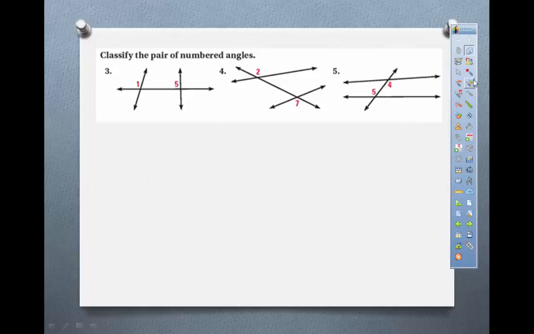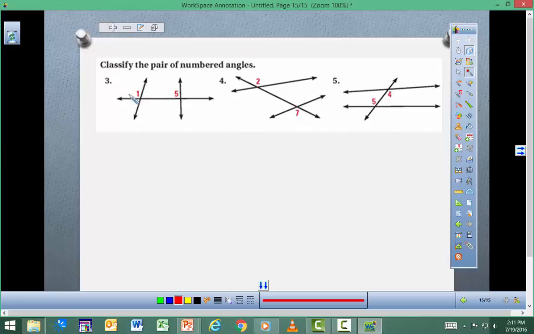Okay, well for this one, I notice that angle 1 is on the left side and it's on top. This is on the left side and on the top. Notice there's the two intersection points. They're on the same side, left top, left top. So I'm going to say they're corresponding angles. Corresponding.